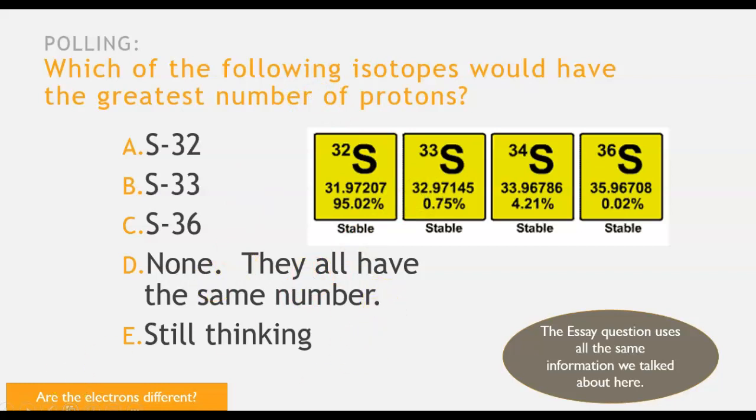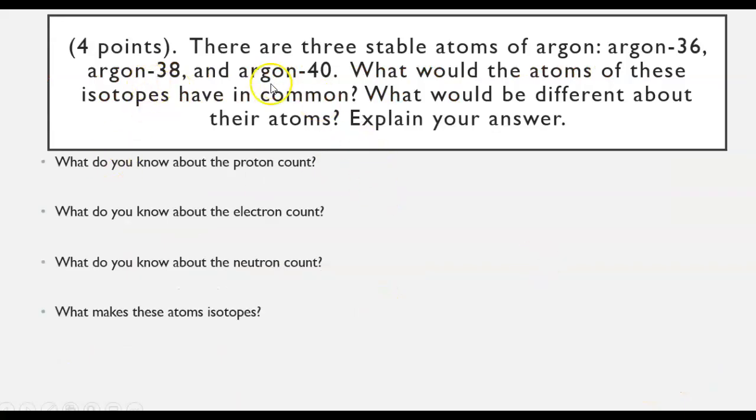Okay, so let's look at this essay question. This is worth 4 points. There are 3 stable atoms of argon: argon 36, 38, and 40. What would the atoms of these isotopes have in common? What do they have in common? And what do they have different? Explain your answer. To help you out, here are some hints. Count up the protons. Determine how many protons there are. Then determine how many electrons there are. The protons and the electrons will equal each other because it's stable. How about how many neutrons are there?